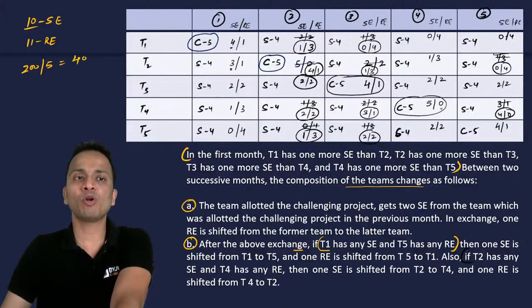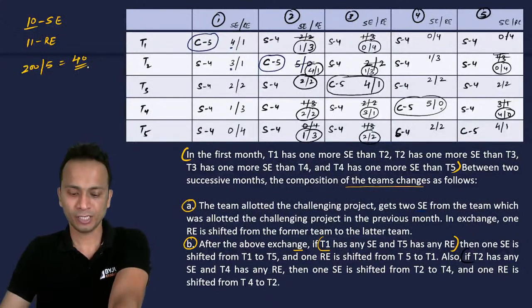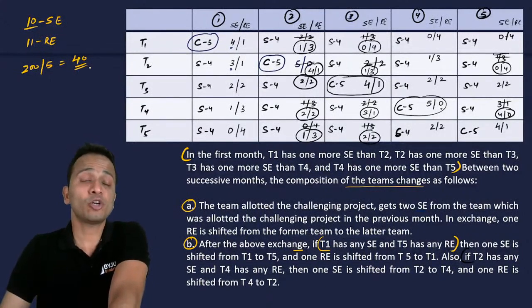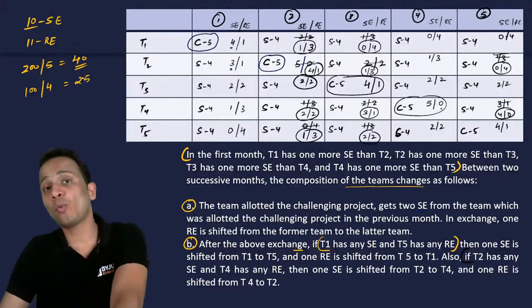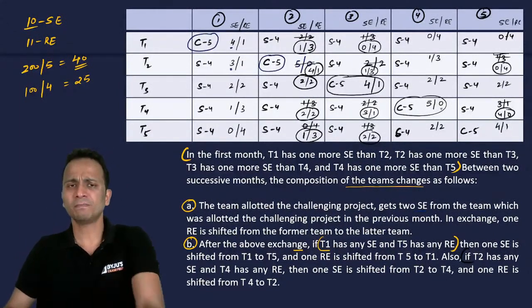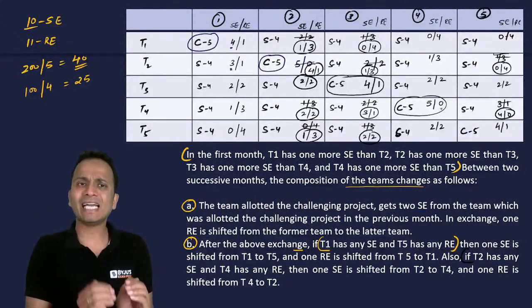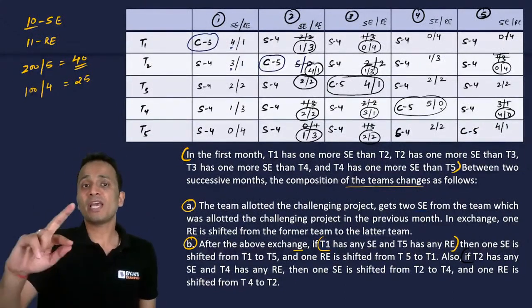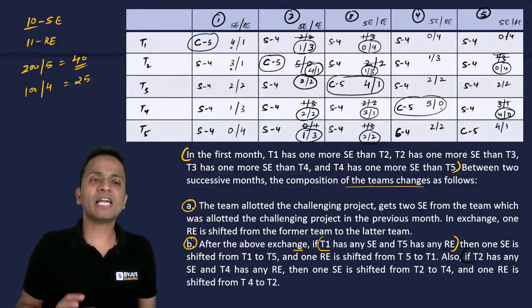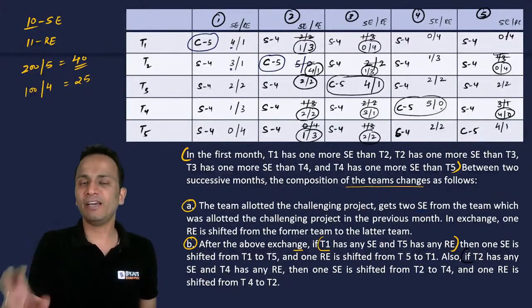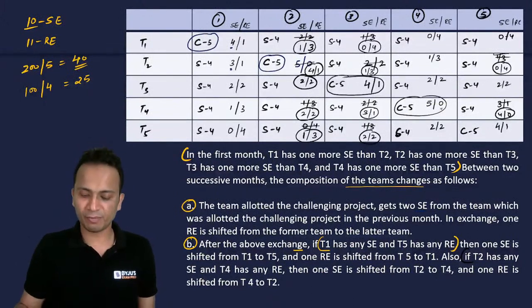So every employee will get 40 credit points for a challenging project. Now for a standard project, each one will get 100 credit points, and there are only 4 employees. So every employee will share 25 credit points. Okay? So whenever a team is handling a challenging project, every member will get 40 credit points. Whenever they are handling a standard project, every employee will get 25 credit points.